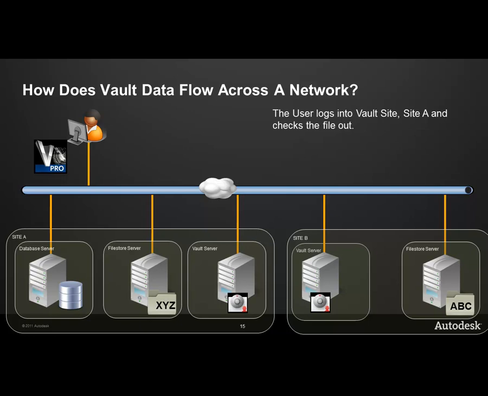The user logs into Vault Site A and checks the file out. This sends a SOAP packet over HTTP to Site A's Vault Server. Vault Server sends a query to its SQL database asking where the file is. SQL returns the information containing the file's location to the Vault Server. It's in folder ABC.